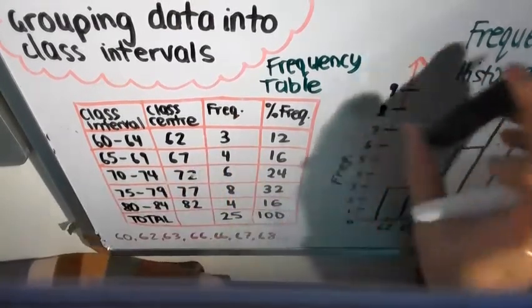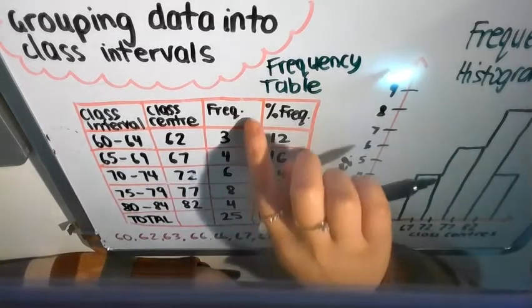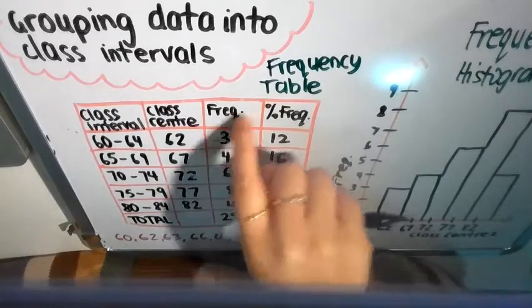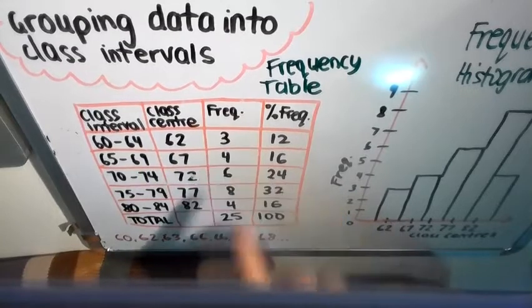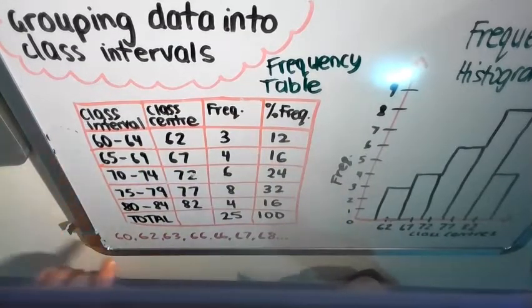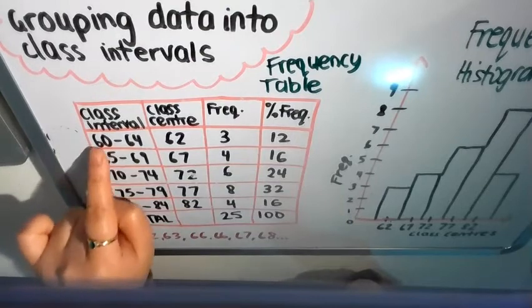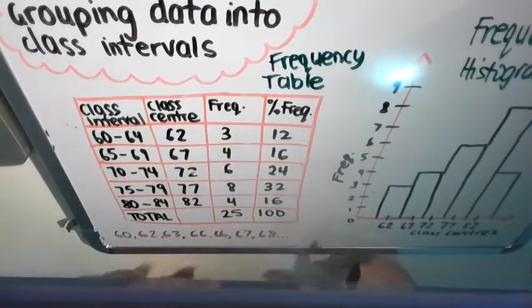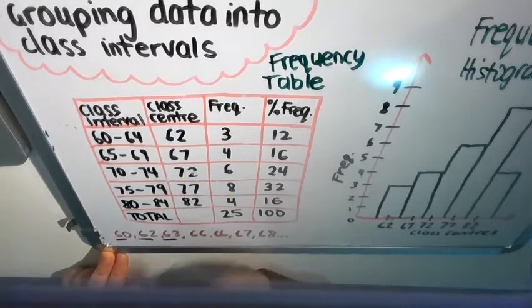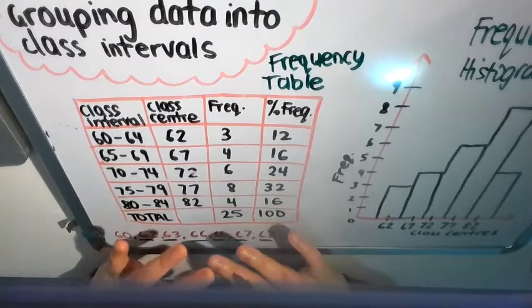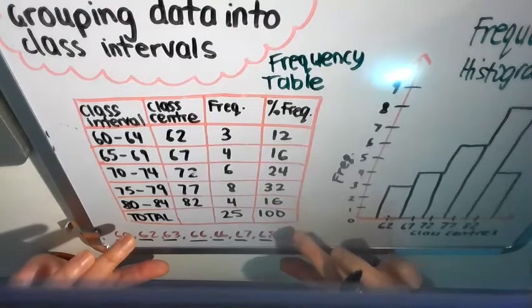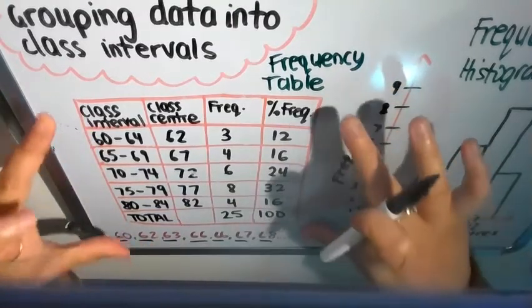The frequency. You understand frequency: it is how often a score appears. But right now, it is how often any number in a class interval appears. I wrote an example here. What this means is that numbers between 60 and 64 appeared 3 times. Numbers between 65 and 69 appeared 4 times, as you can see below. So imagine you have a lot of data down below and you want to organize them into this table. That's how you would do it.